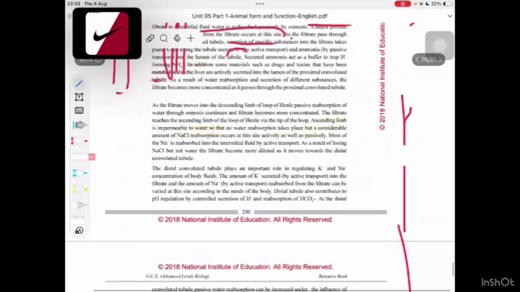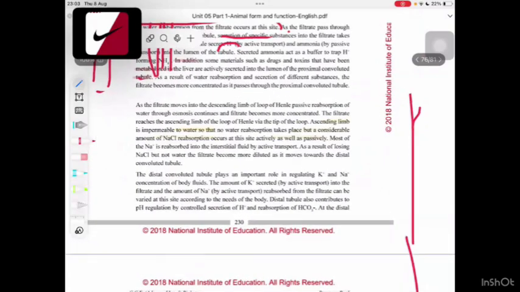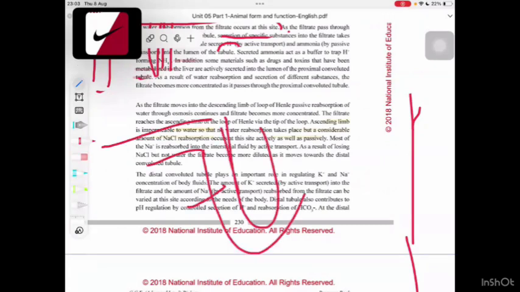Right. As the filtrate moves into the descending limb of the loop of Henle, that means from the PCT it gets into the descending limb, right? Reabsorption of water. Remember, in the loop of Henle, no secretion takes place, only selective reabsorption. So passive reabsorption of water through osmosis occurs. Here also, water reabsorption is passive.